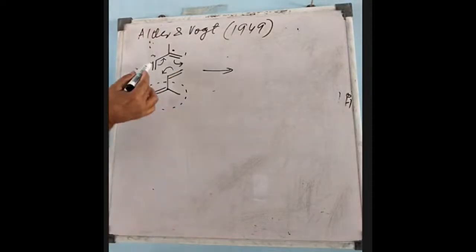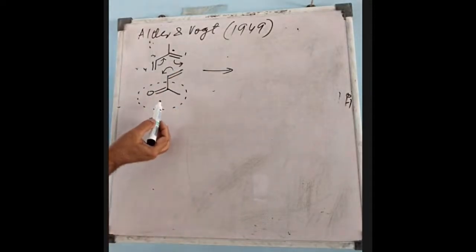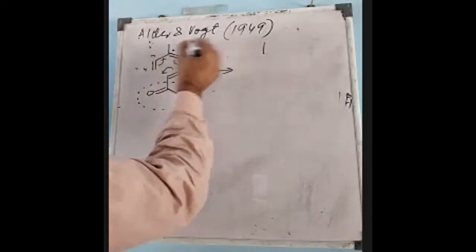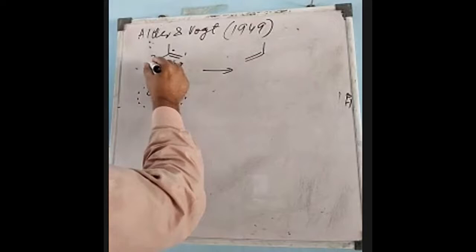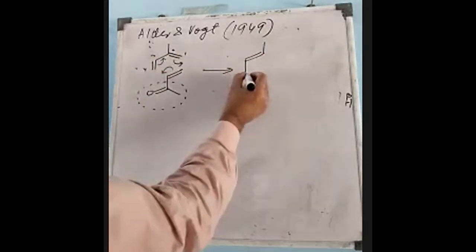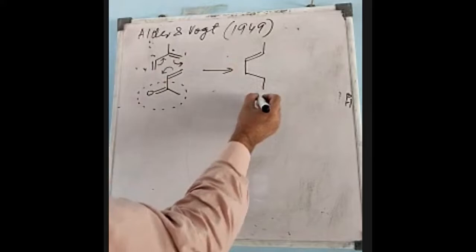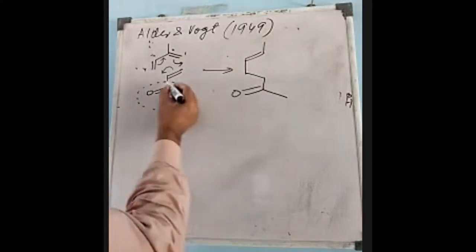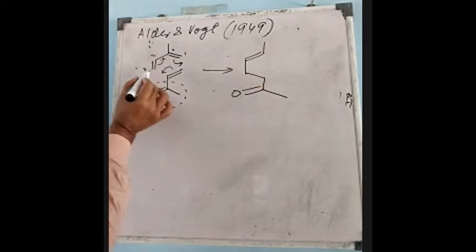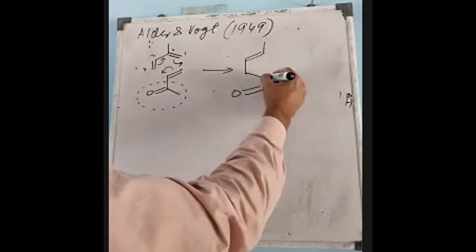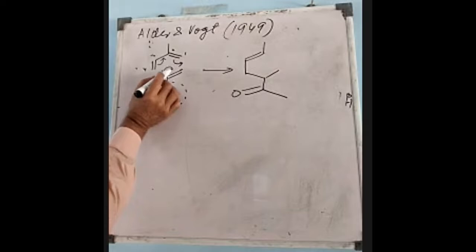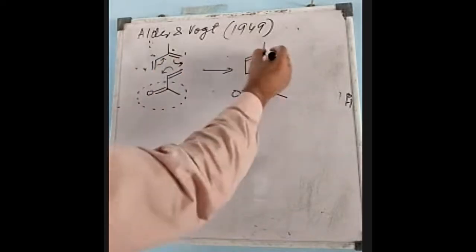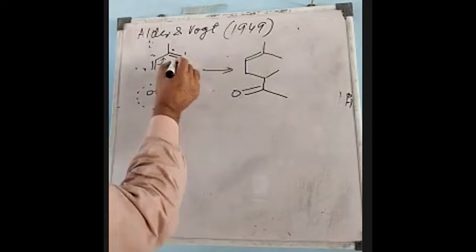Now, when butadiene reacts with the dienophile, an adduct is formed. Which adduct will be formed? Look here: a double bond is formed over here, and this one becomes a single bond. This remains as it is, the ketonic group and methyl group. Again, in the bond formation between this one and this one, the double bond is consumed to form a single bond between these two carbons.